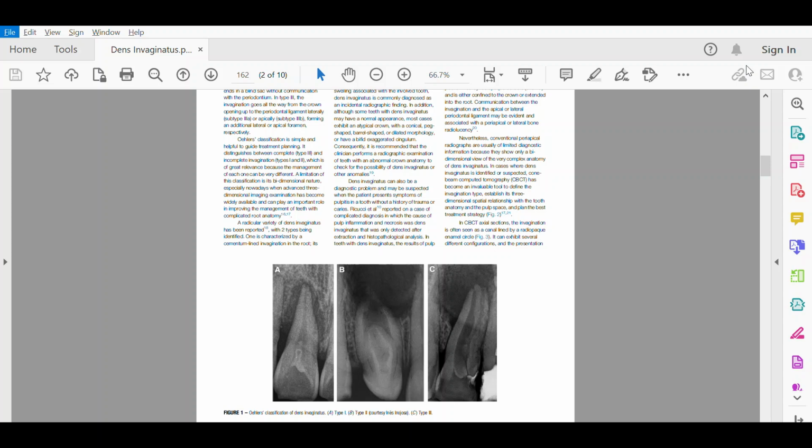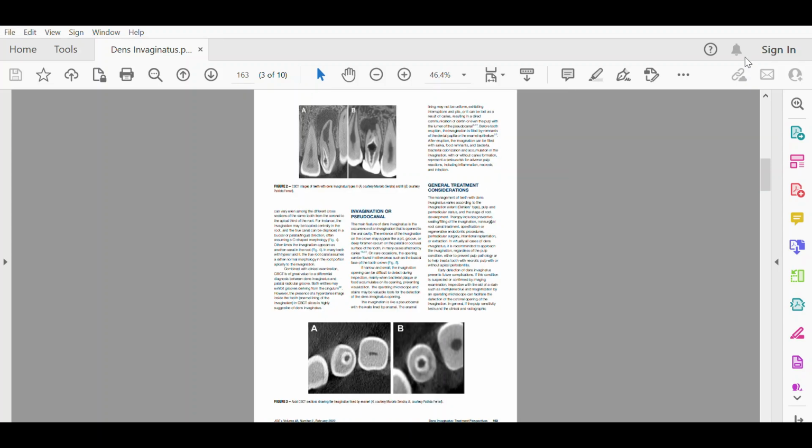The coronal type of dens invaginatus is by far the most commonly seen variety. It is commonly diagnosed as an incidental radiographic finding unless the patient presents with pain or swelling. Radiographic examination is essential to a correct diagnosis. The invagination usually appears as a radiolucent pocket lined by a radio-opaque enamel border. CBCT has great value to diagnostically differentiate between dens invaginatus and a palatal radicular groove.